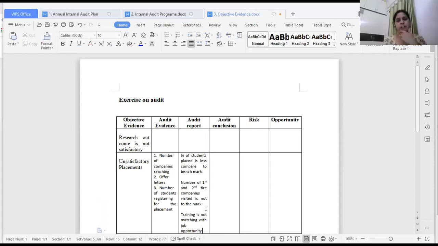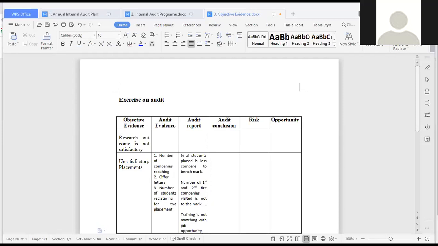Okay, now let us move on to audit conclusion. How do we conclude this? Badrunisa ma'am, I have a doubt again. Tell me. I don't understand what the contents of a report are.